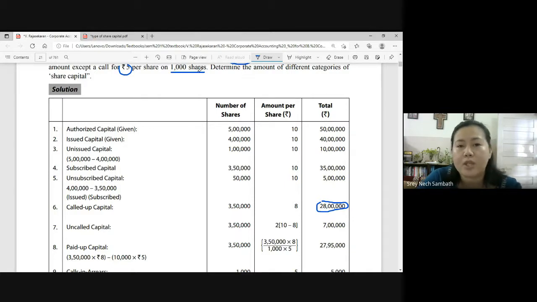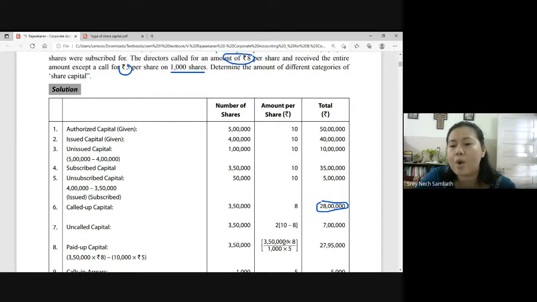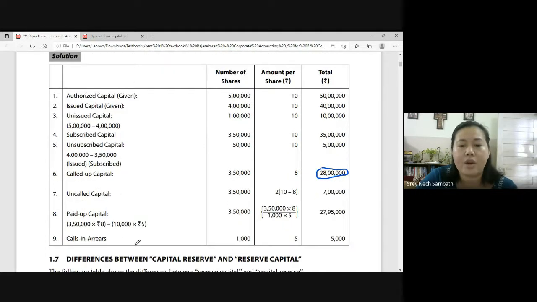5 rupees, 1,000 shares. For the rest of the shares, 350,000 shares, 8 rupees each, it has been received, except 1,000 shares that have been called for only 5 rupees per share. So how do we record it? Okay, how do we record it?